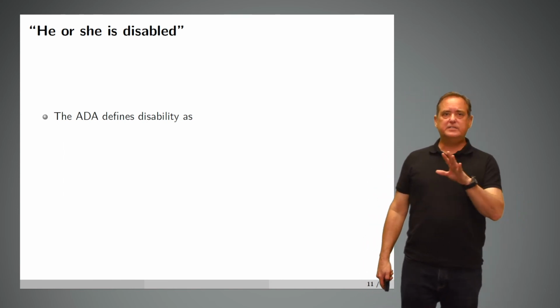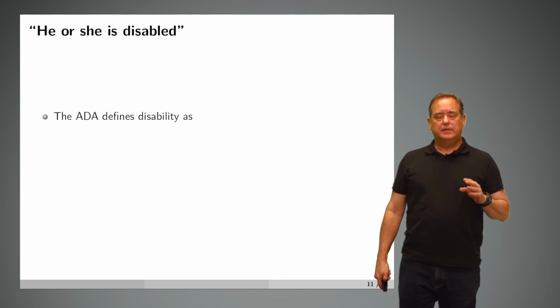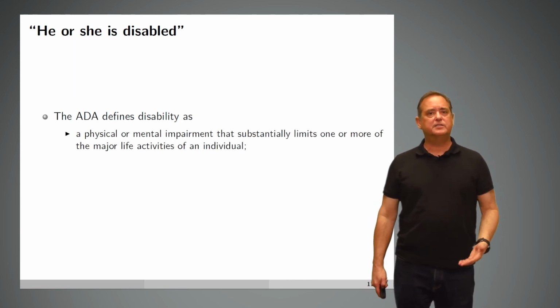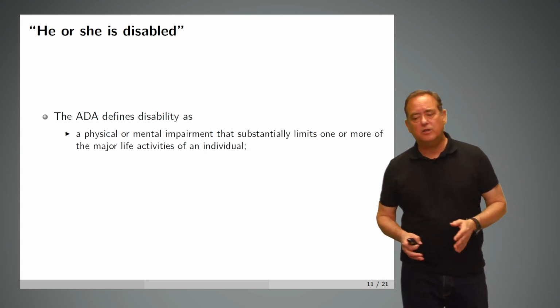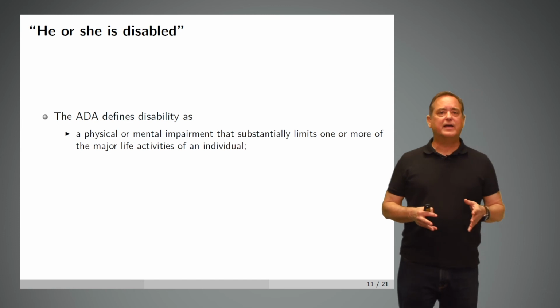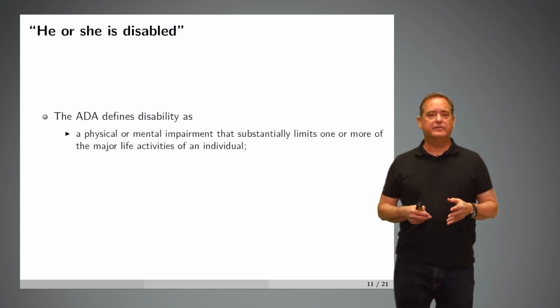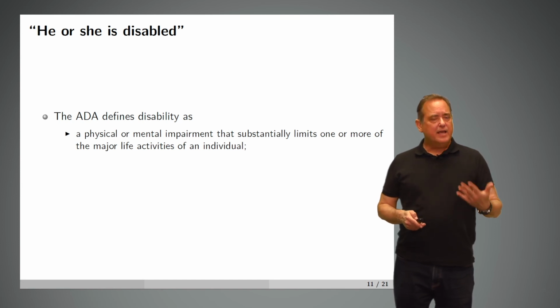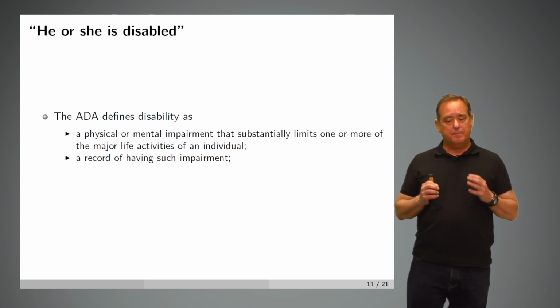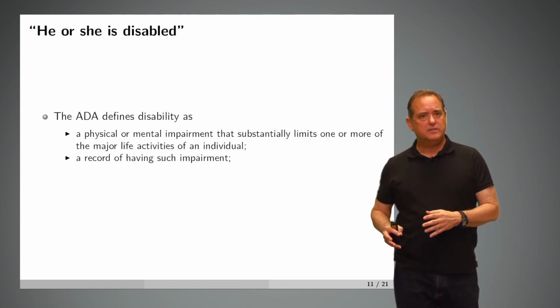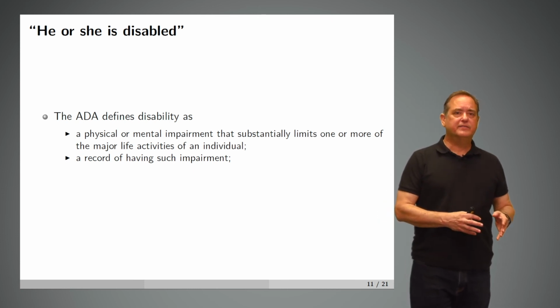And the first is he or she is disabled. How do we know what disability is? Well, the ADA has a definition of disability. It's a physical or mental impairment that substantially limits one or more major life activities of an individual. So therefore, we can see the elements of establishing a disability. Things like physical or mental impairment, substantially limits, and major life activities.